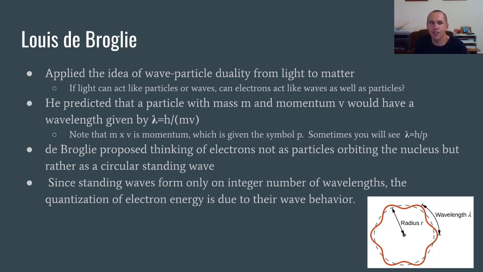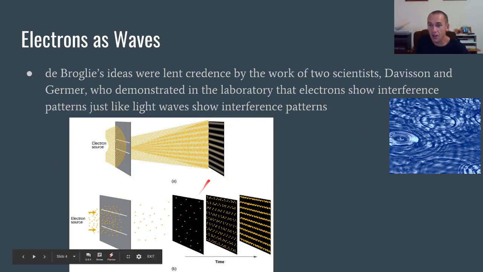So instead of thinking of electrons as particles that orbit the nucleus, we're going to think of electrons as waves, standing waves that vibrate in circular patterns around the nucleus. And since only certain wavelengths can form standing waves, this is why there's quantized energy. This is why there's certain energy states. So this was a cool idea, and pretty soon after he proposed it, there was actually laboratory evidence to back it up. It said, yep, in fact, electrons can act like waves.